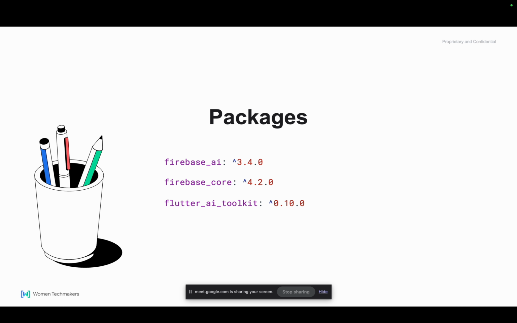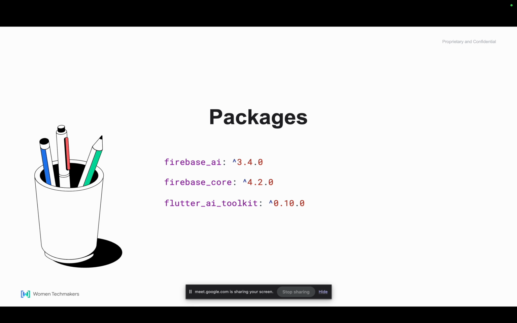Okay, so now to make this application work, we will be installing a few packages, and they are very important packages. If you don't add them, it's not going to work. We are going to be using Firebase AI because we are leveraging its AI architecture that we spoke about earlier. We also have to install Firebase Core. That's how we will be using the Firebase SDK itself. And then we will be installing the Flutter AI Toolkit.